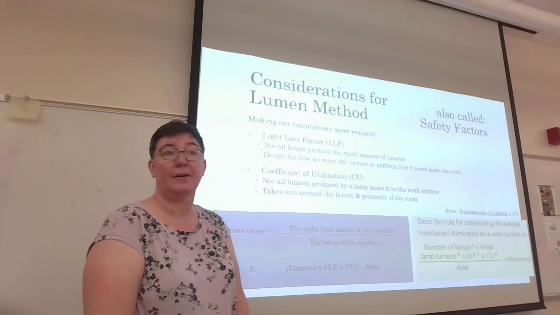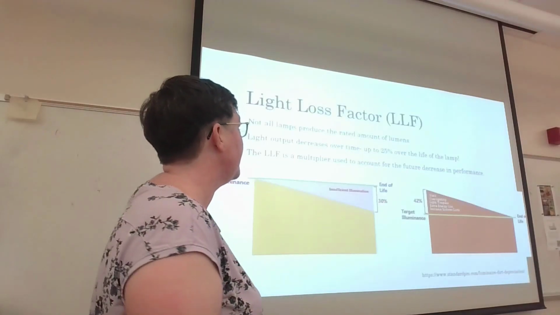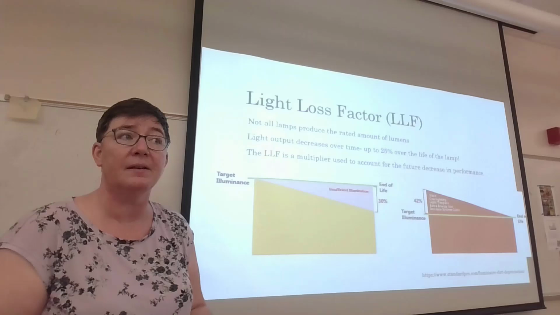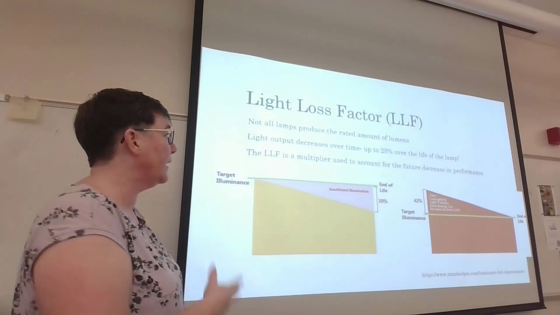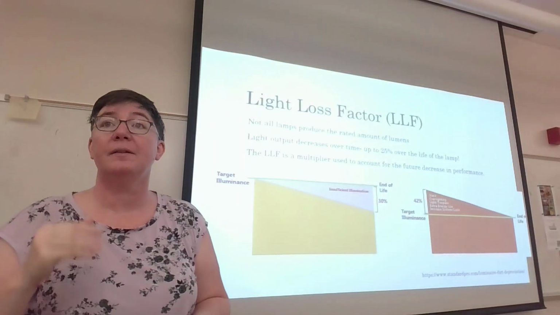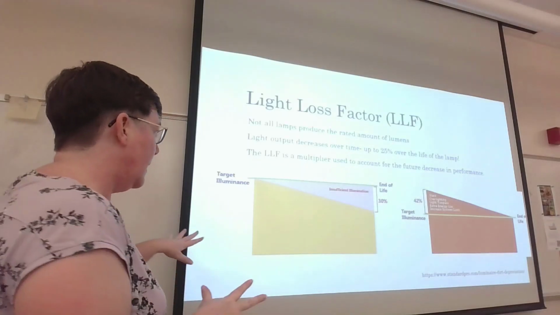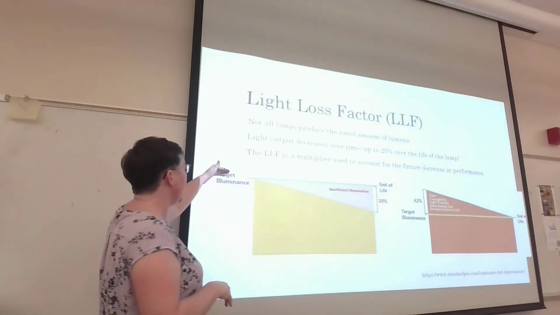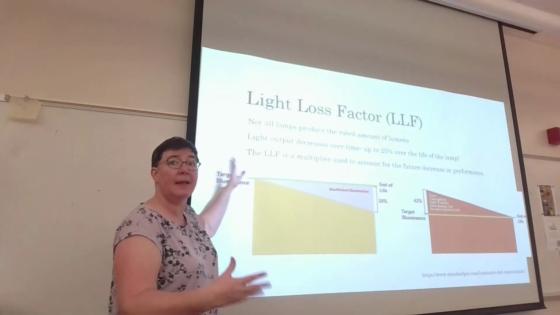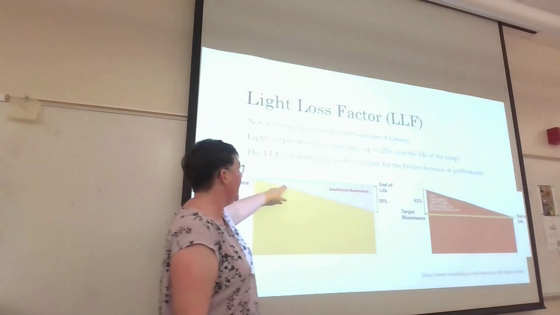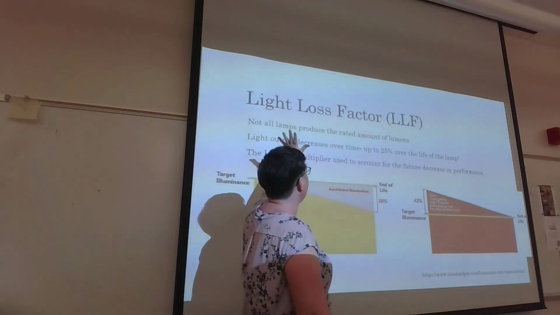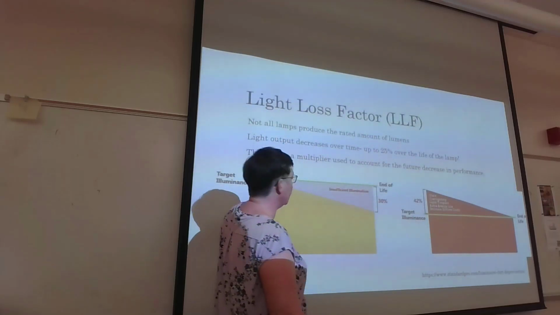Let's look a little more deeply at these factors. Safety factors. So light output decreases over time. Up to 25% of the light output could decrease over the life of the lamp. And so we use a multiplier to account for the future decrease in performance. I kind of liked this graphic. If we set our target illuminance at this level, and we provide exactly the target illuminance in our design, then over time, as that illuminance decreases because of the light loss factor, it's just going to go down a little bit.